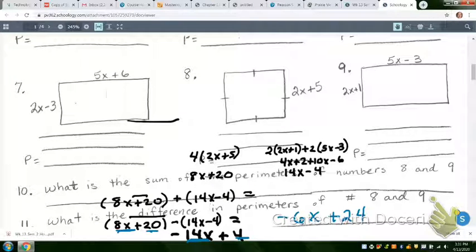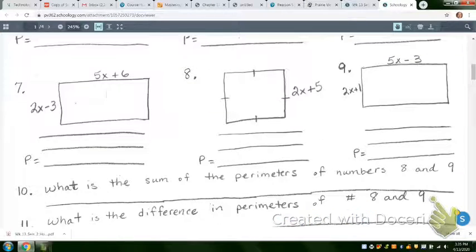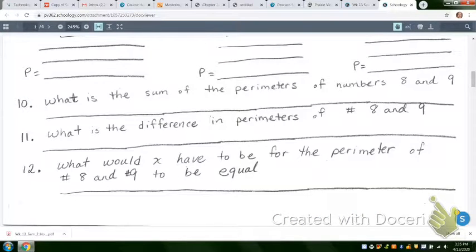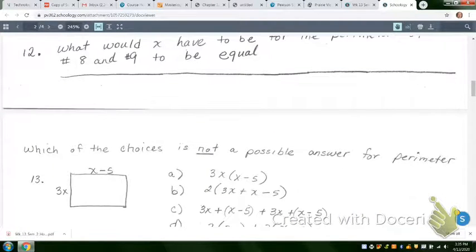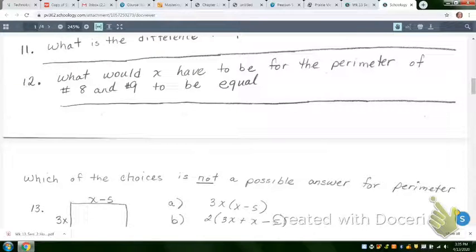Now, I believe there is a number 12, so let's look at that. If you scroll down here to number 12, it says, what would x have to be for the perimeter of 8 and 9 to be equal?